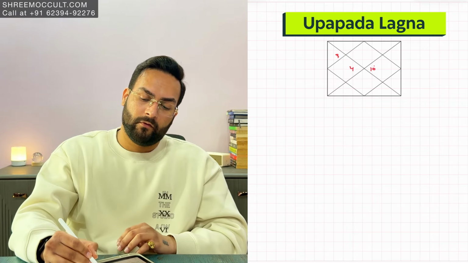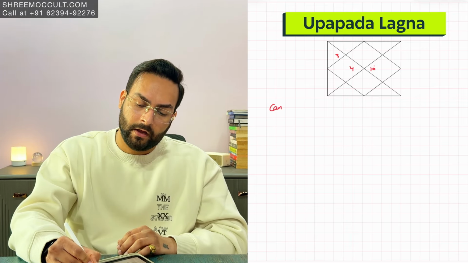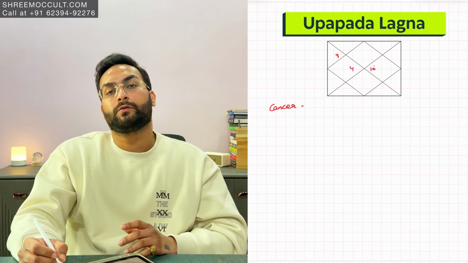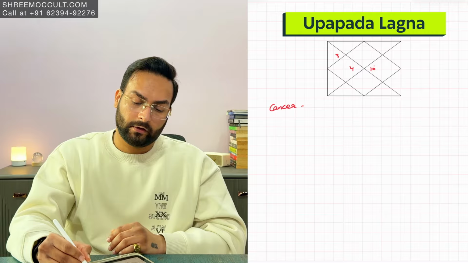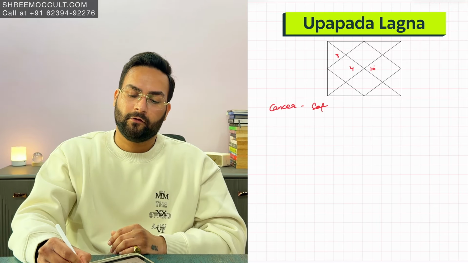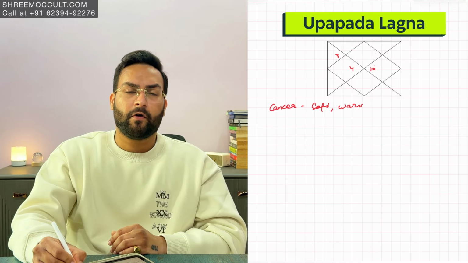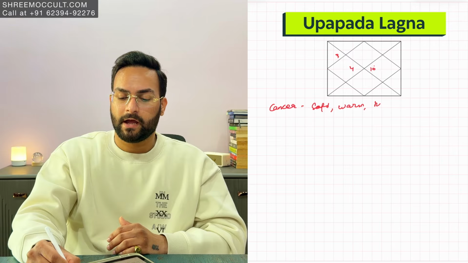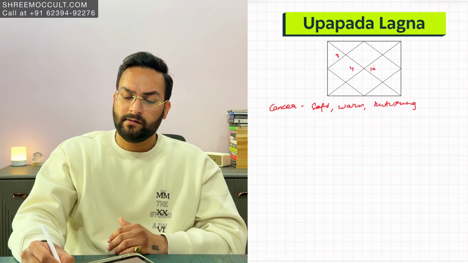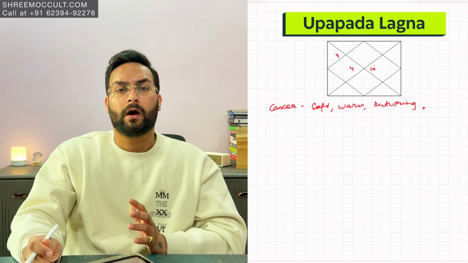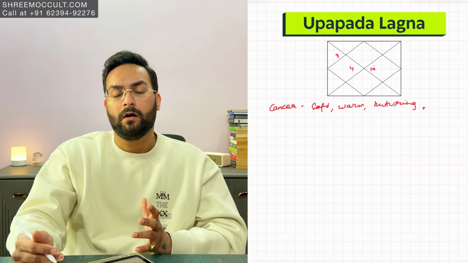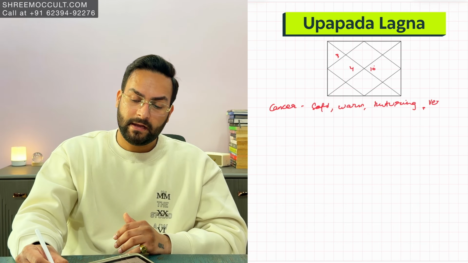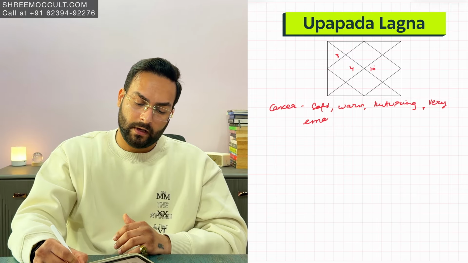Same way, now moving up to Cancer sign. If Upapada Lagna is situated in the fourth house or fourth sign, that is Cancer, now what is going to happen? Your partner is going to be a very soft, warm type of person. They are going to be very nurturing as well. These are the type of people you are going to have a very good time with. You're going to get a lot of motherly love from your partner.